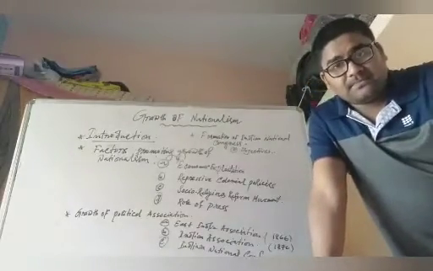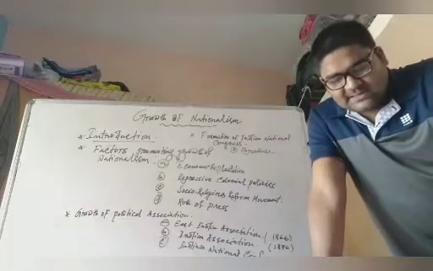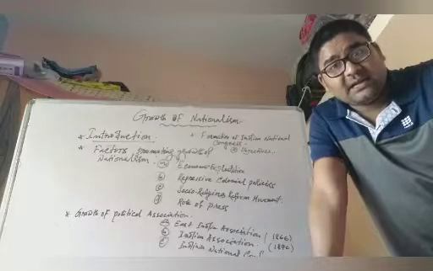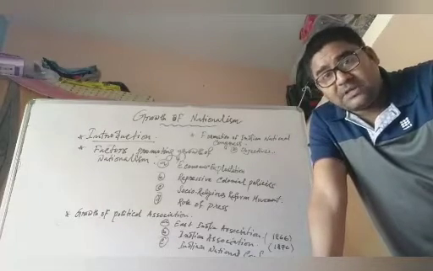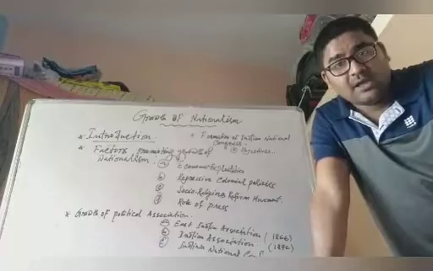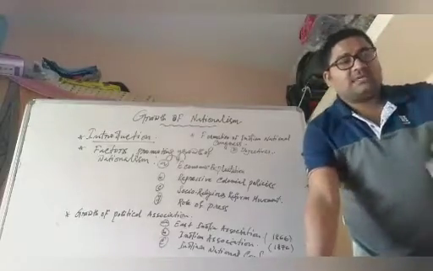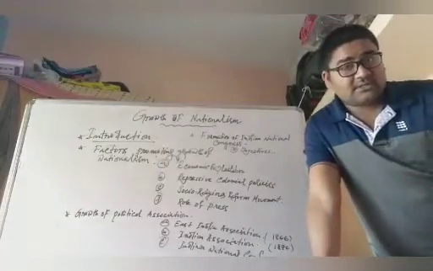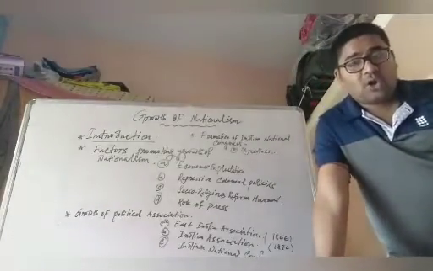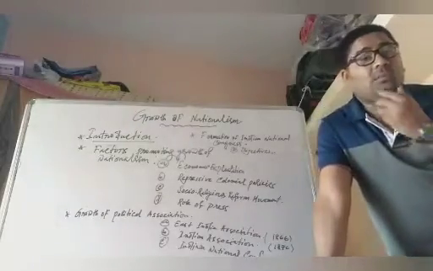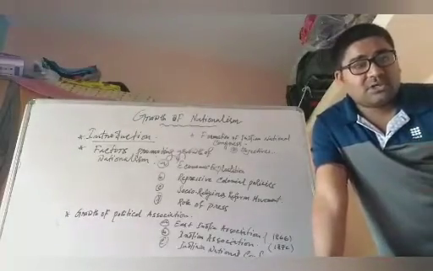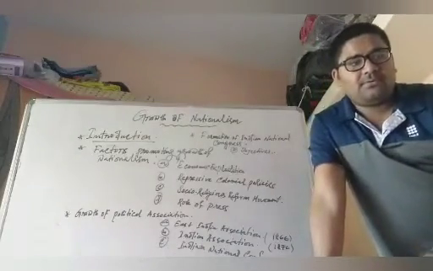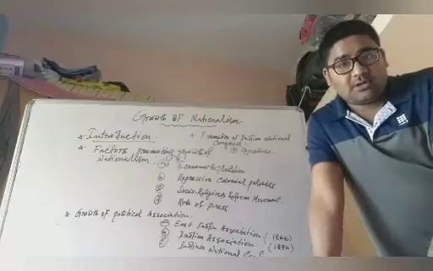But the question is, why a Briton? Alan Octavian Hume was a retired British officer. Why did a Briton take the initiative for the formation of an All India Association? On this occasion, Viceroy Lord Dufferin favored the formation of the Indian National Congress because he wanted it to act as a safety valve for popular discontent.